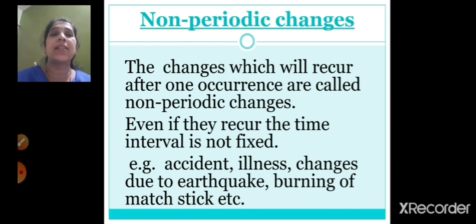Accident, illness, changes due to an earthquake, burning of a matchstick, etc. These are the examples. An accident can happen anytime, and it can happen many times also, but it will not have a fixed time interval. So these are the non-periodic changes.